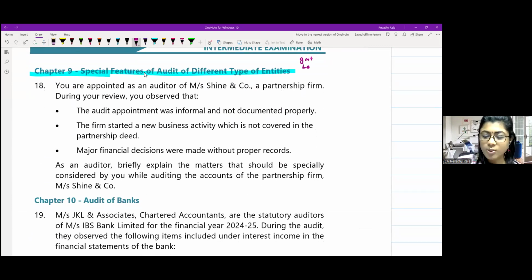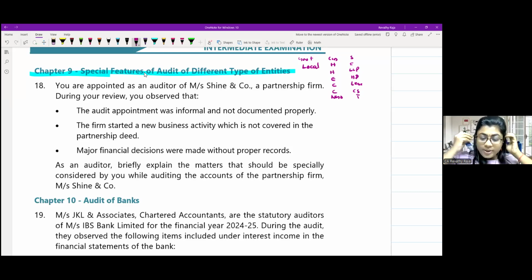Government audit, local body. Then cinema, hotel, hospital, education, club, charitable, NGO. Then sole proprietor, firm, LLP, hire purchase, leasing, cooperative society, trust. Whew. And see what question they have asked. Very simple topic they have asked.